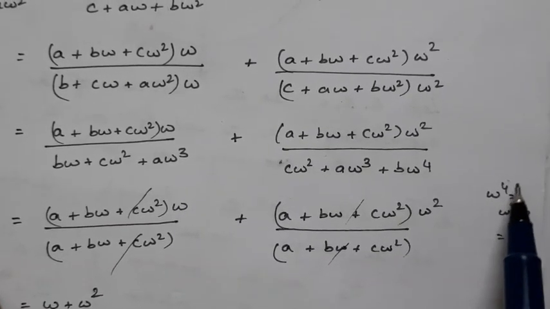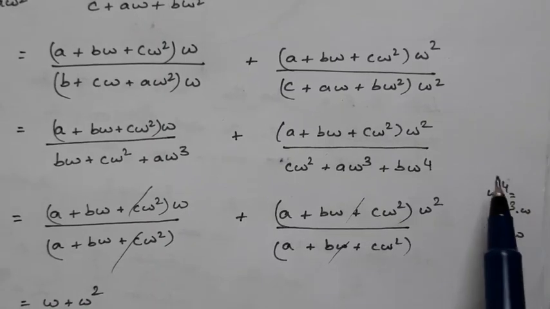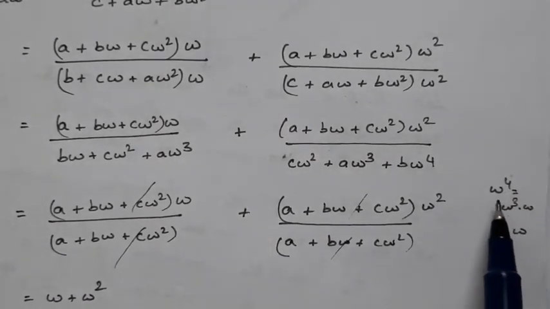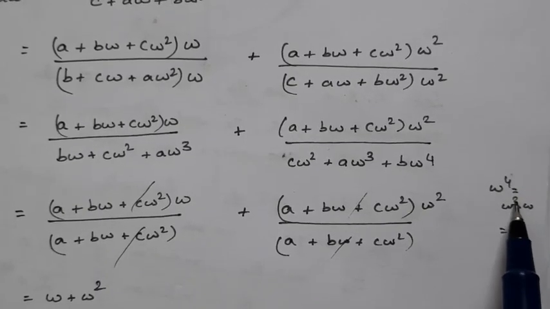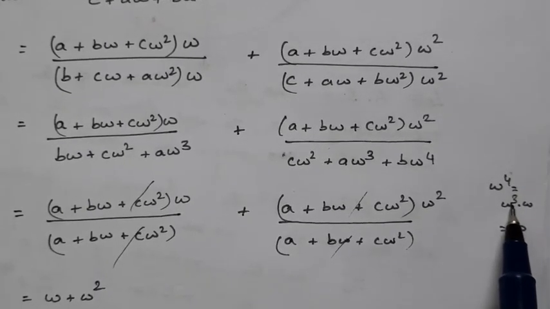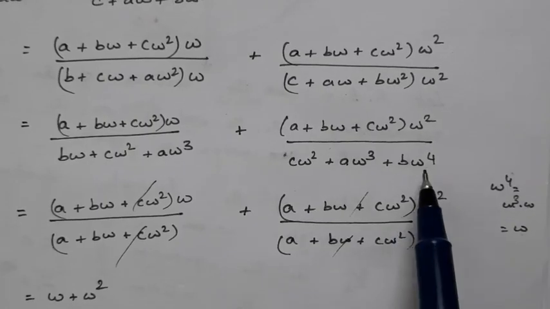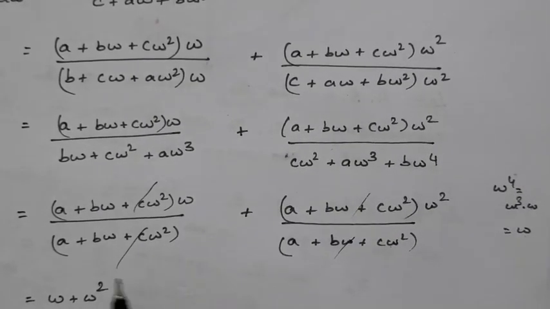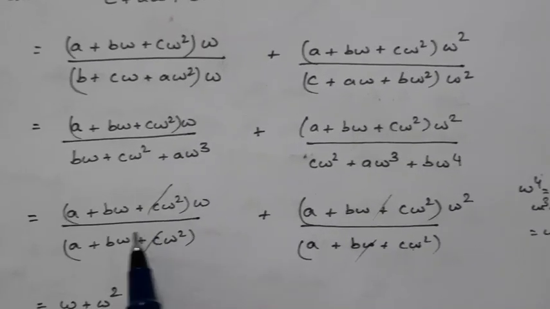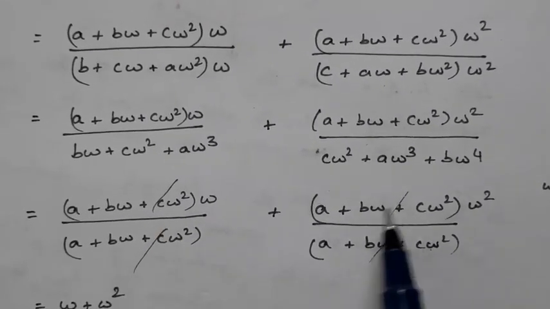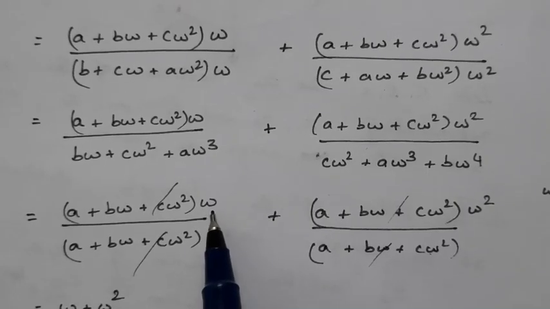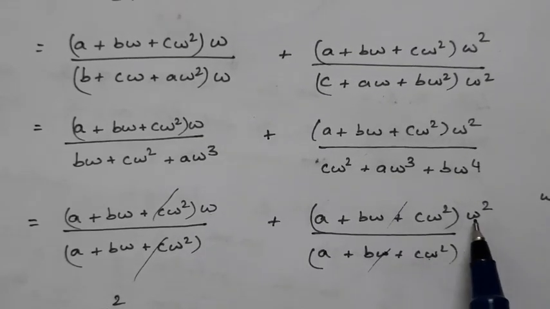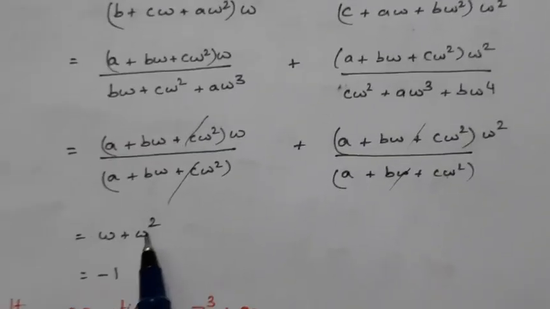Likewise, in the complex imaginary number i we use 4, but here, as it is a cube root of unity, you have to express it as a multiple of 3. So omega power 4 can be expressed as omega cube into omega, omega cube being 1, it will be equal to omega. So b omega power 4 is simply b omega, and then c omega square. Now if you can see this, the numerator and denominator get cancelled as they are equal. So what is the remaining term? In the first term you have omega and in the second term omega square. So omega plus omega square.